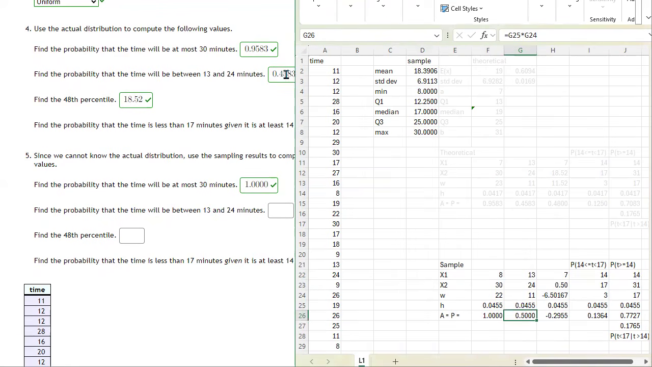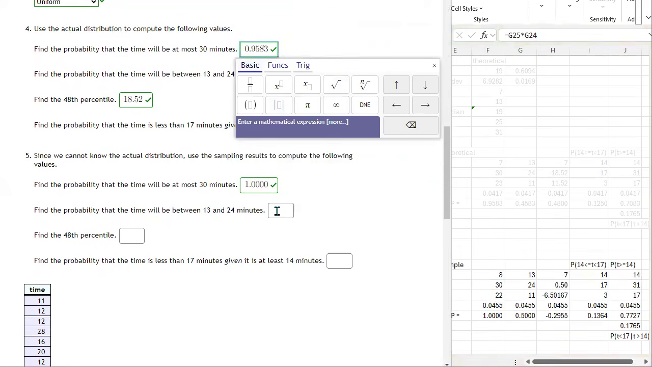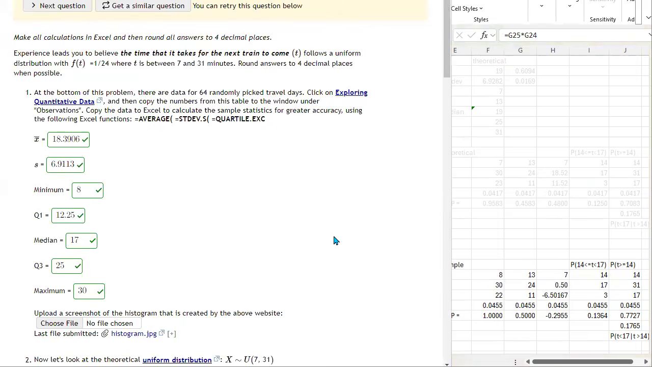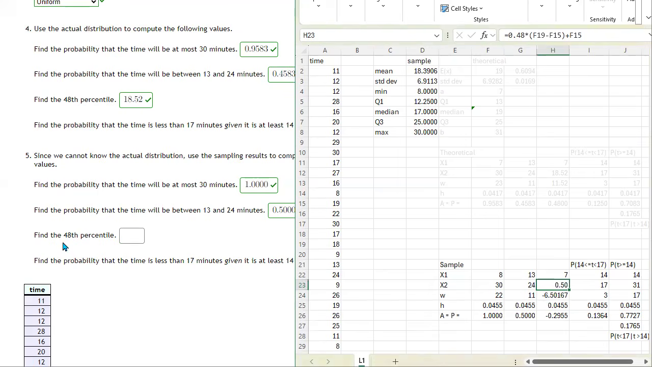Now notice that's pretty close to this 0.4583, the 48th percentile for the theoretical distribution. Remember, we had B, which is 31, minus 7. We're going to multiply that difference by 0.48 because we're looking for the 48th percentile. Then we're going to add to that the theoretical minimum.